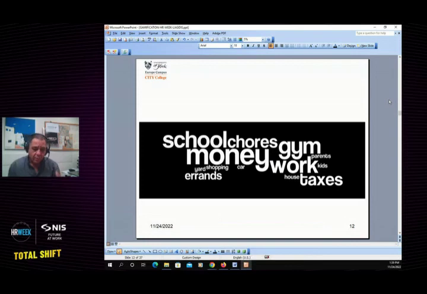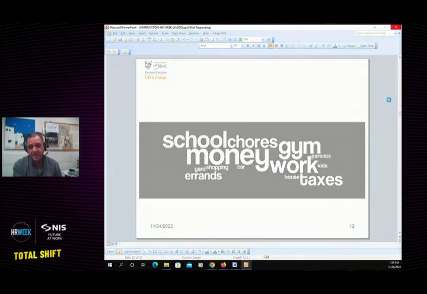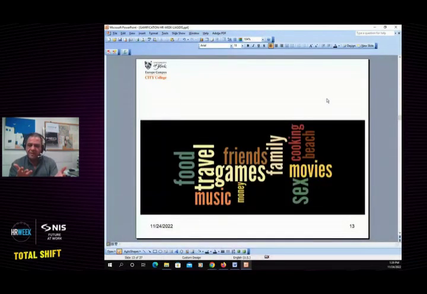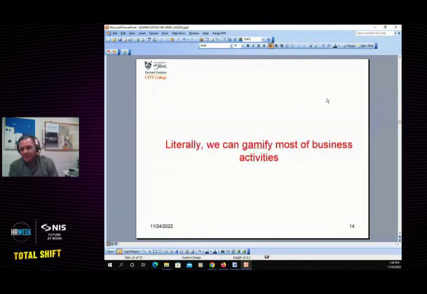How about turning all those things into more interesting stuff, like what we see here, above the line? We love travel, listening to music, watching movies, cooking, some of us, being on the beach, enjoying time with friends, having more money, eating, and above all, games. So the idea is to bring all that boring stuff from below the line to what we see before us now. So literally, we can gamify most business activities.